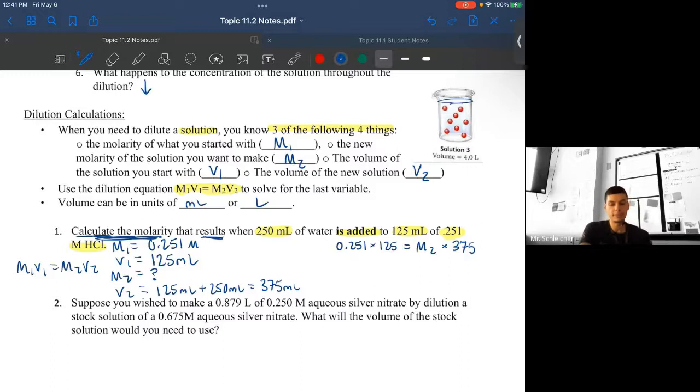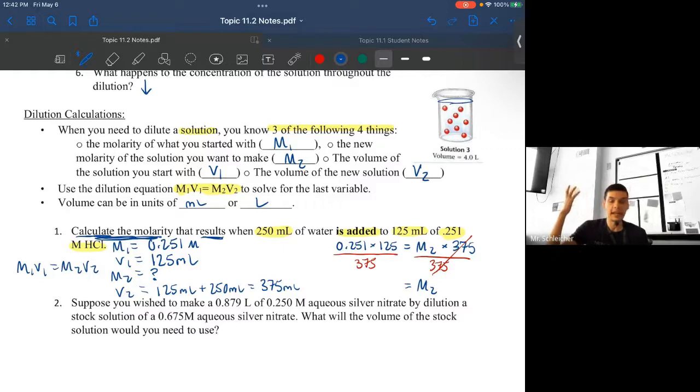So right now I'm multiplying it by 375. So instead of multiplying by 375, I'll divide both sides by 375. So let's go ahead and do that. And that will cancel out 375 on the right side. And I'm left with M2 is equal to whatever's on the left side.